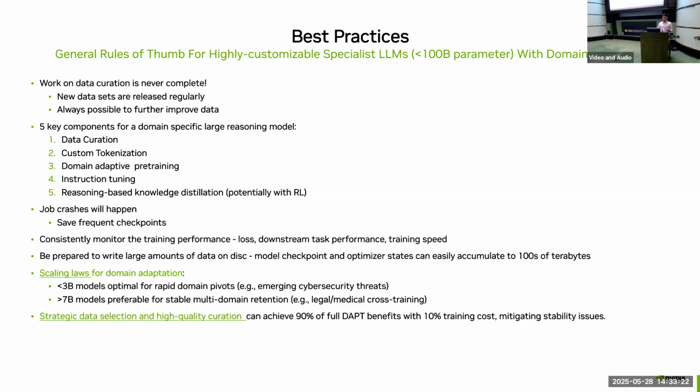And when we're performing domain adaptation for large language models, if we have a very specific use case, it may be best to use a smaller model, something less than 3 billion parameters. If we're looking for something more general, more than 7 billion parameters is generally a good starting point.